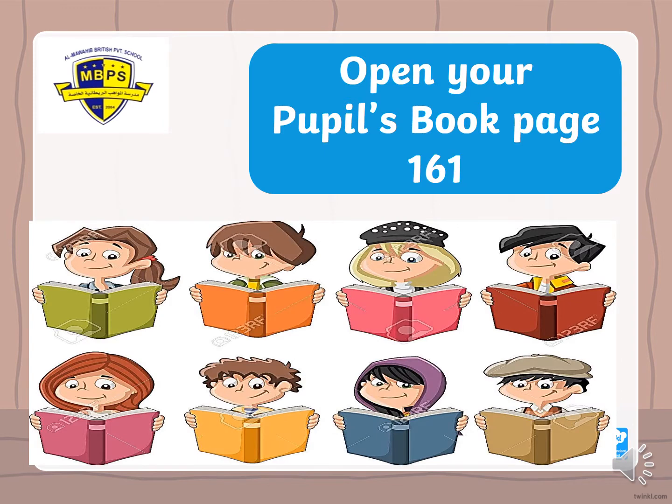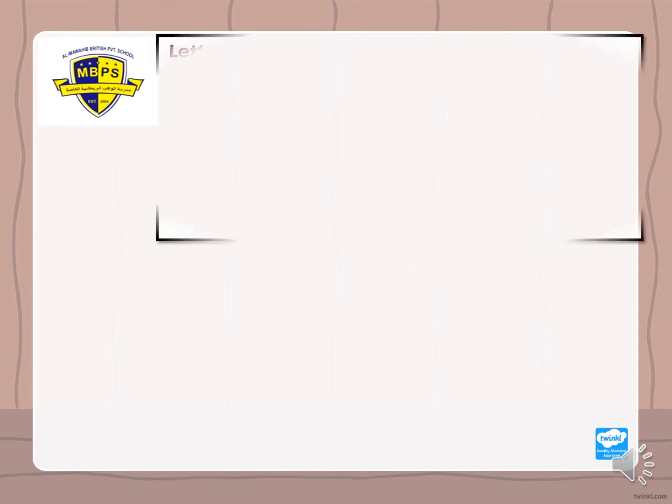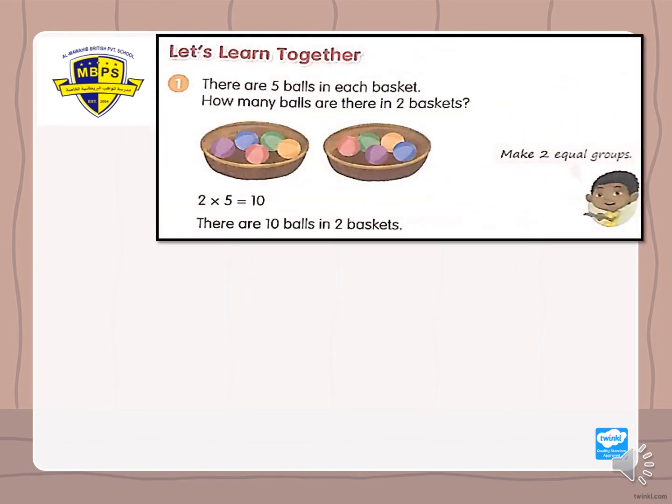Open page 161 so you can follow the following example from the book. Let's learn together. Look at this example in your pupil's book. Let's read the example. There are 5 balls in each basket. How many balls are there in 2 baskets?